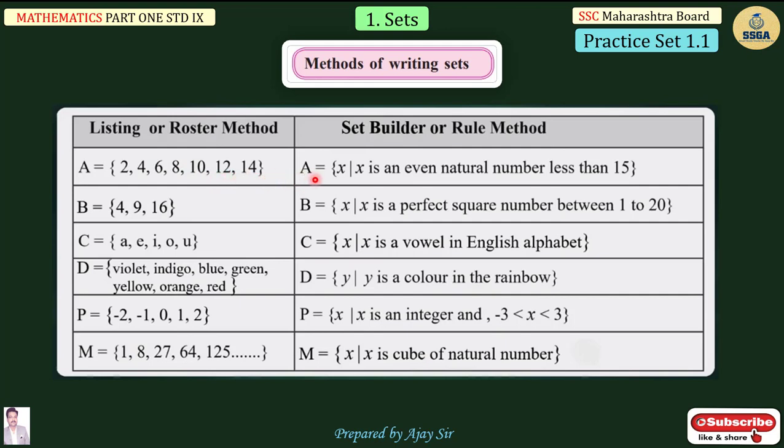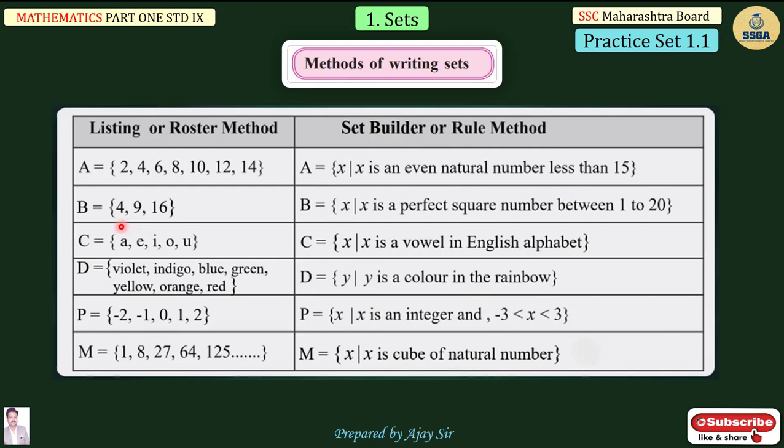Then this set we can write in set builder form as A is equal to X such that X is an even natural number less than 15. Natural numbers start from 1, 2, 3, but here even numbers you have to use. We are taking only even numbers 2, 4, 6, 8, but less than 15. So this is the listing form and this is the rule form, also called the rule method.